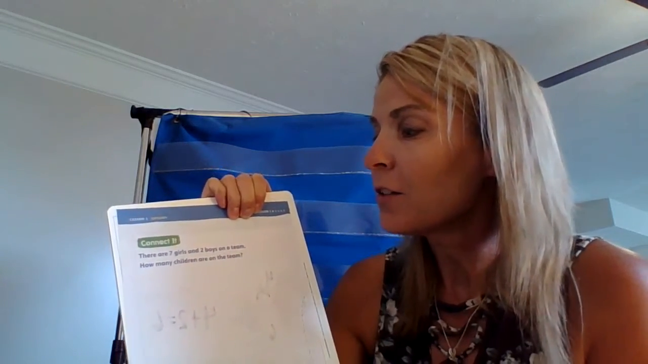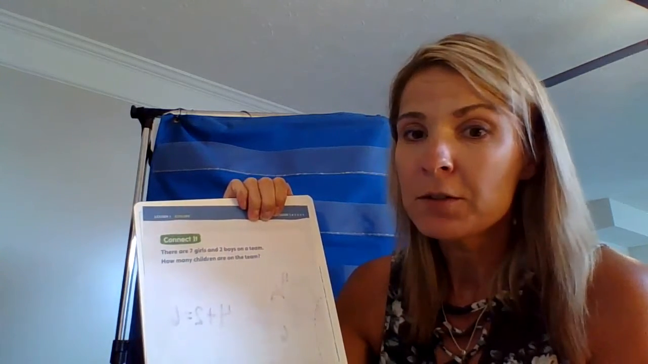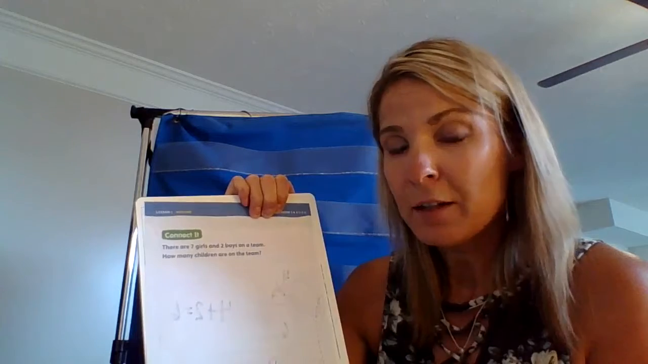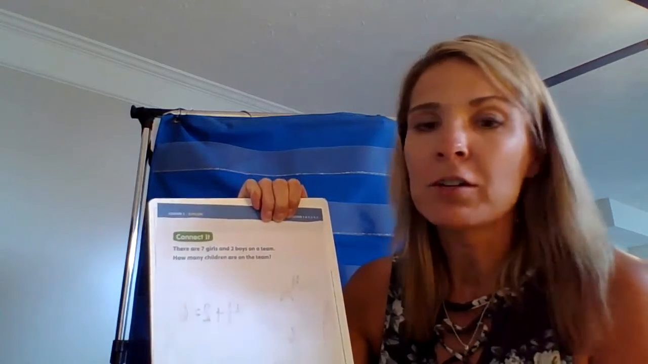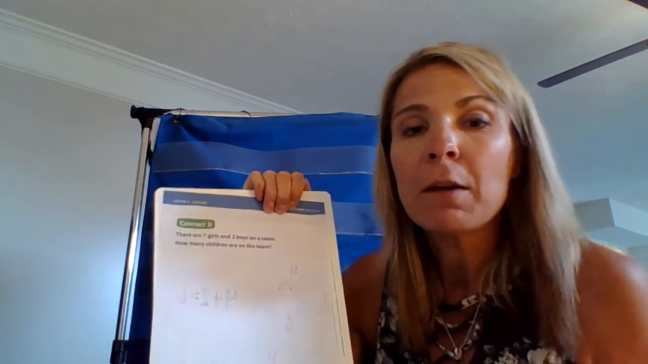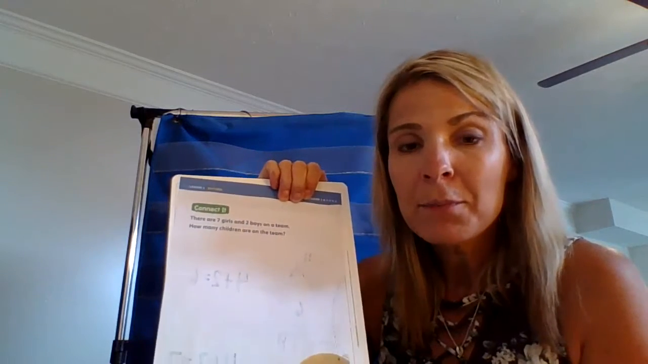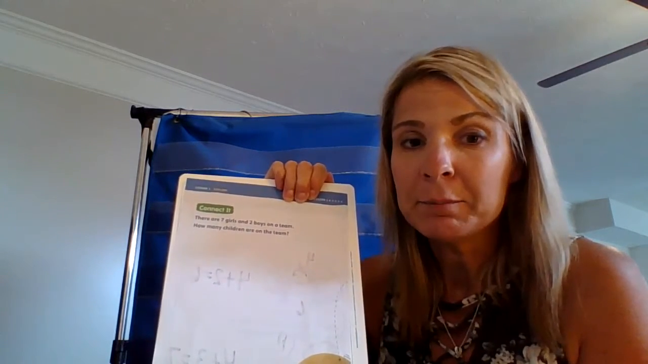It says there are 7 girls and 2 boys on a team. 7 girls and 2 boys, and they're all on a team. How many children are on the team? So that means in all, if I put the boys and the girls together, how many are on that team?